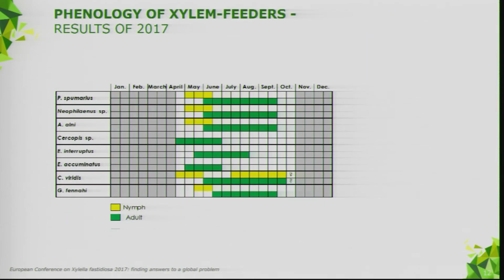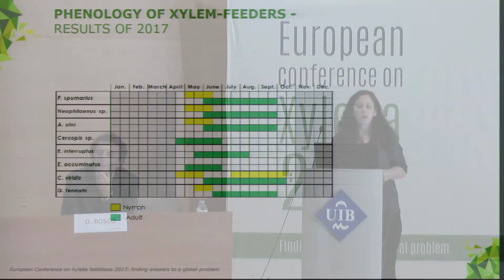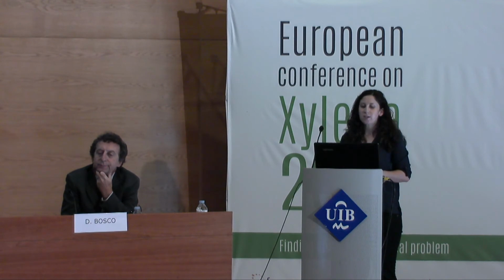To give you an idea of the seasonal development of the xylem-feeder species in our region, the spittlebugs developed by the end of May, the nymphal stages, and 4 weeks later we can see the adults, and they were present in the habitat types until the beginning of October.